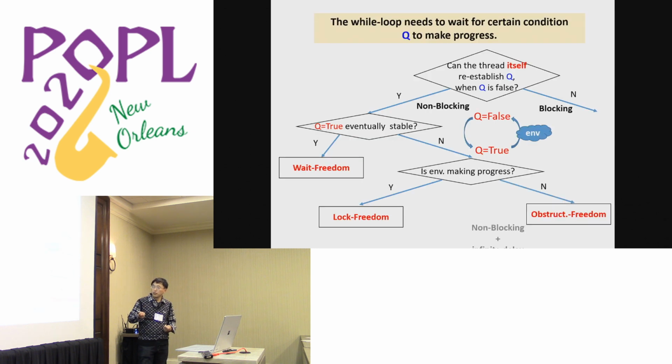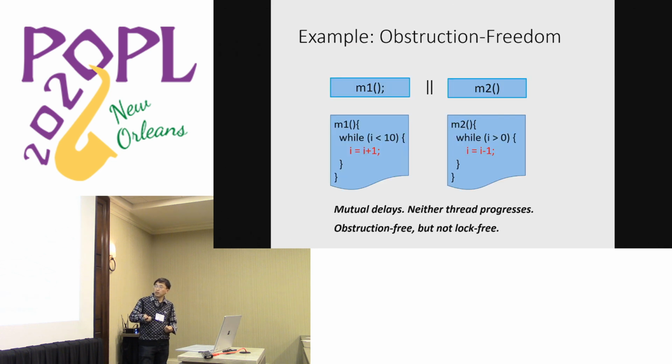And if this is false, so the environment is not making progress, then this is the so-called obstruction-free algorithm. It's non-blocking. There might be infinite delay, but still it's not too bad because if we look at this example here, if we have two threads, M1 and M2, executed in parallel, M1 just increments the value of I until it reaches 10, and M2 decrements it until it reaches 0.